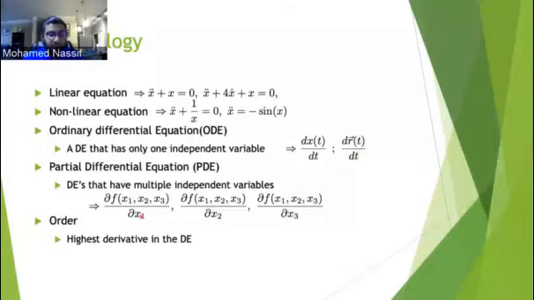Order of a differential equation is the highest derivative in the differential equation. So here, this is a second order differential equation. This is also a second order. If we only had these two terms, it would be a first order differential equation.